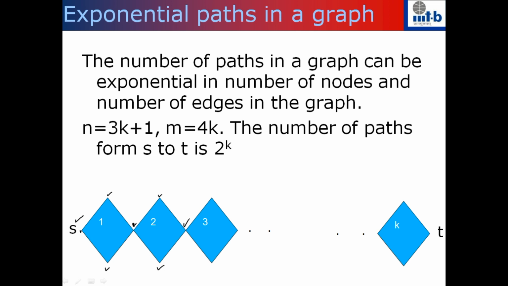It's easy to count the number of edges in the graph because there are k blocks and each block has 4 edges. So the total number of edges in the graph is 4k. So how do you count the number of nodes in the graph?